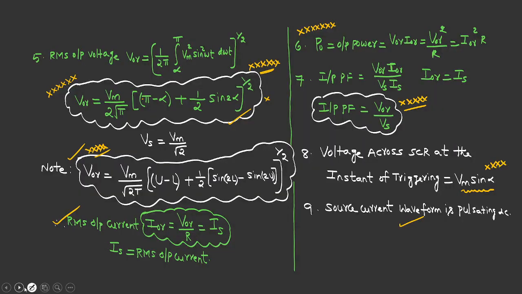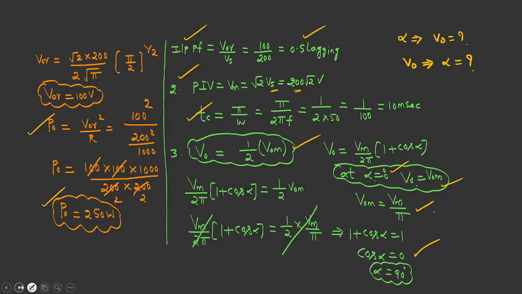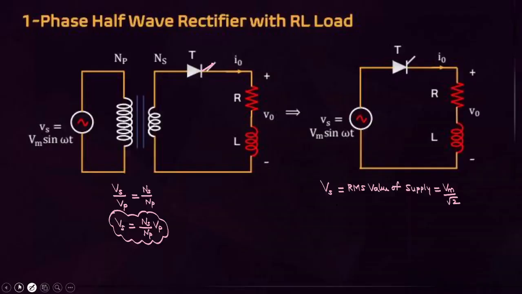What is the RMS output voltage formula? Those two formulas you mainly have to concentrate on. What is the SCR conduction angle? Here there is only one SCR. That's why the SCR conduction angle is pi minus alpha.